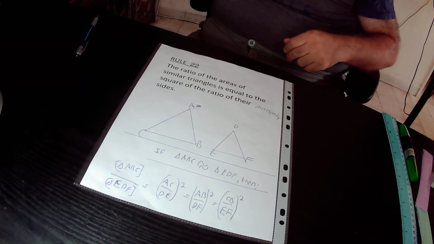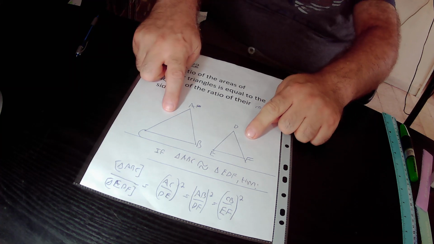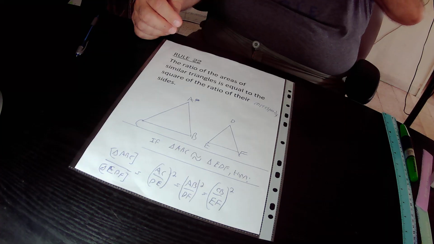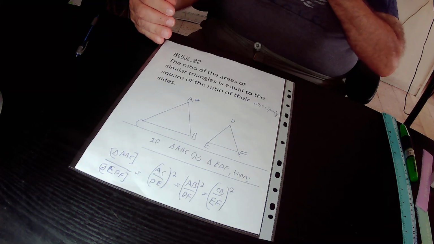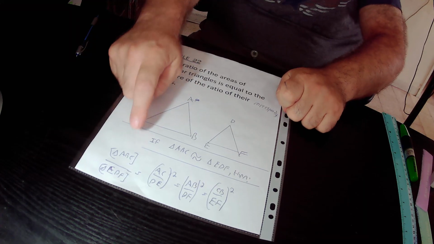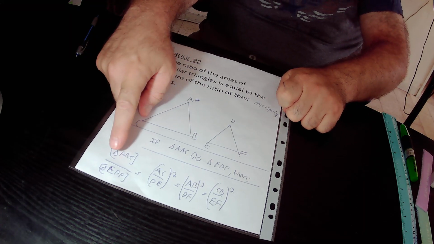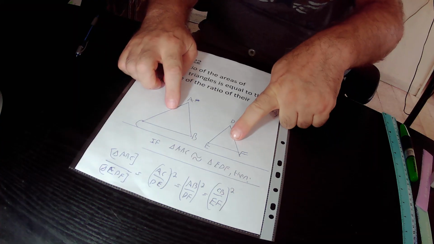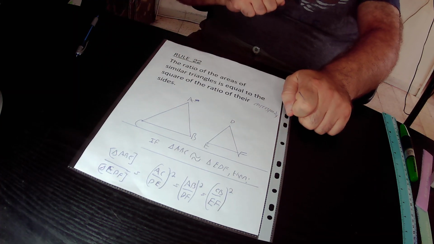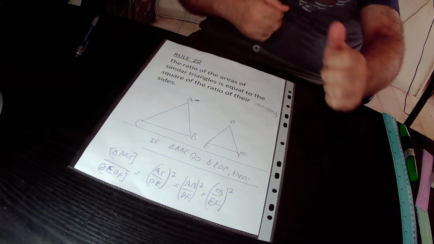So, in the drawing we have two similar triangles. Triangle ABC is similar to triangle DEF, and according to Rule 22, the ratio between the areas of those two triangles, that is to say, the area of triangle ABC over the area of triangle DEF, is equal to the square of the ratio of their corresponding sides. What is the square of the ratio of their corresponding sides?